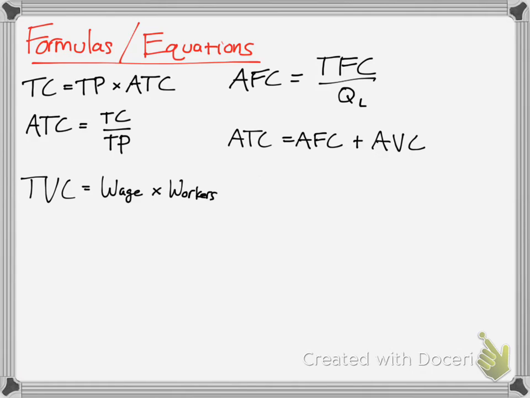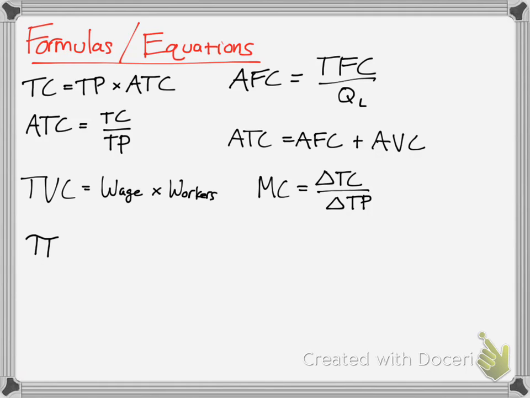Then you have your total variable cost, which is equal to wage times the number of workers. Again, that changes. The reason why it's variable is because it changes depending on how many workers you hire, and you have a wage for each worker. Then you have your marginal cost, which is your change in total cost over your change in total product. Remember, think of marginal as change, and it resides in between the values that you're changing between.